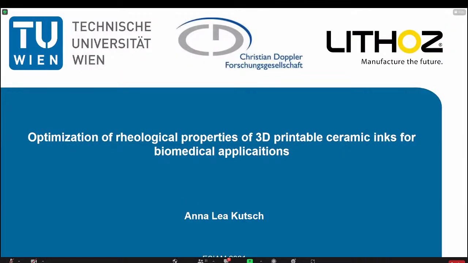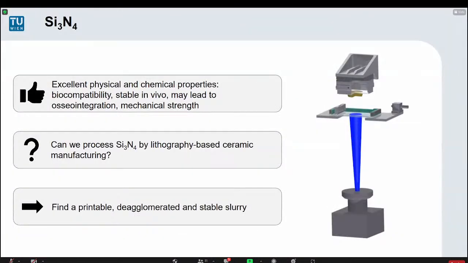Yes, I will talk about the optimization of rheological slurries for digital light processing today. First of all, there are a lot of people who need bone implants, and reasons for that can be different. But one really promising material for bone implants is silicon nitride, because it is biocompatible and may lead to osseointegration. And one process which is promising to process silicon nitride is digital light processing, which we can see here on the right-hand side.